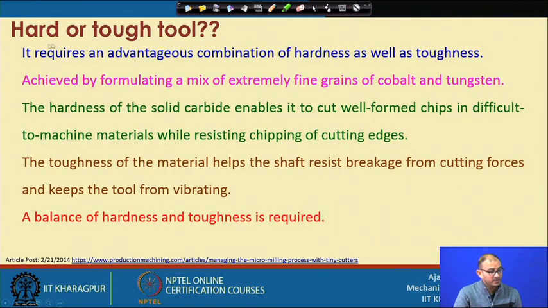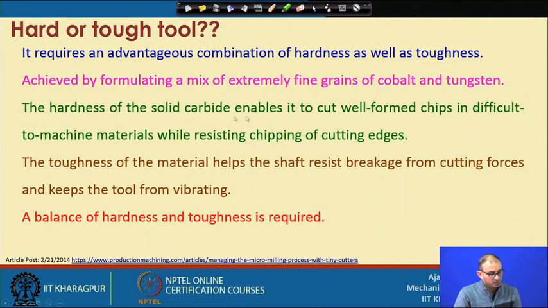So, another thing is what we require: we need a hard tool or a tough tool, right. So, what we actually need is a compromise between the hardness and the toughness. It requires an advantageous combination of hardness as well as toughness. How can you get both things done? It can be achieved by formulating a mix of extremely fine grain of tungsten and cobalt, because we know that we are using tungsten carbide and cobalt is the binder of that particular material.